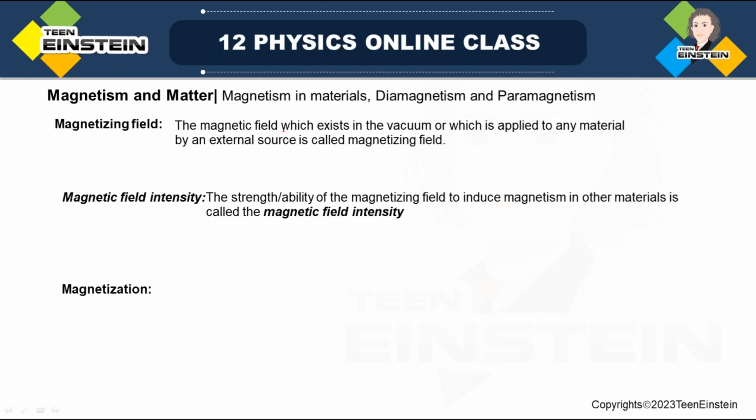The magnetizing field is the field which is applied from external sources to some material to magnetize it. The magnetic field which exists in vacuum, or which is applied to any material by an external source, is called the magnetizing field. Suppose I give one more example.